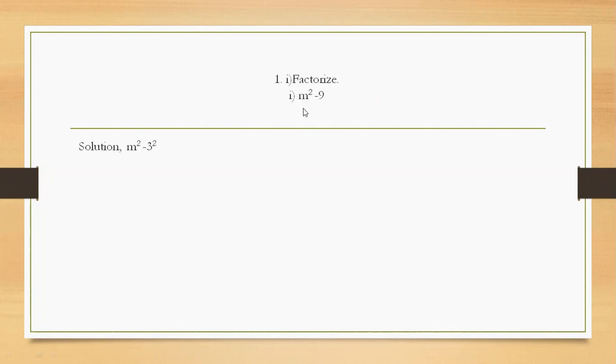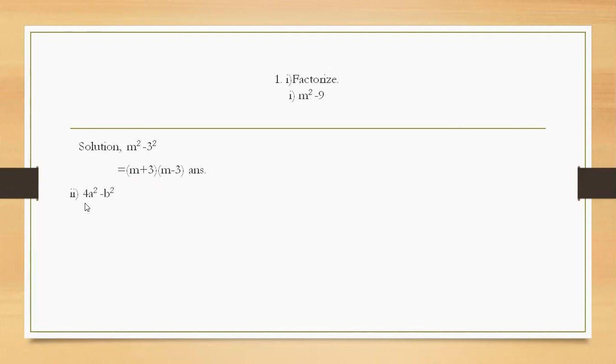Look here in this question, first is m square minus 9, and 9 can also be expressed as 3 square. In place of A there is m, in place of B there is 3. Then we write A square minus B square, which means A plus B, A minus B. So A means m, B means 3: m plus 3, m minus 3.